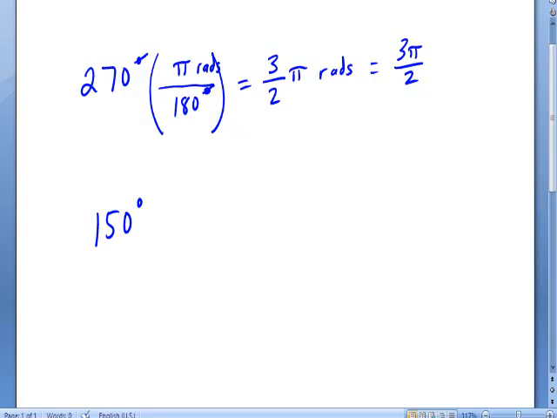Alright, we're converting 150 degrees into radians, so therefore I want to multiply by pi over 180, and in this case I get 150 divided by 180, which simplifies to 5 pi divided by 6. So this is 5/6 of pi when I'm at 150 degrees.